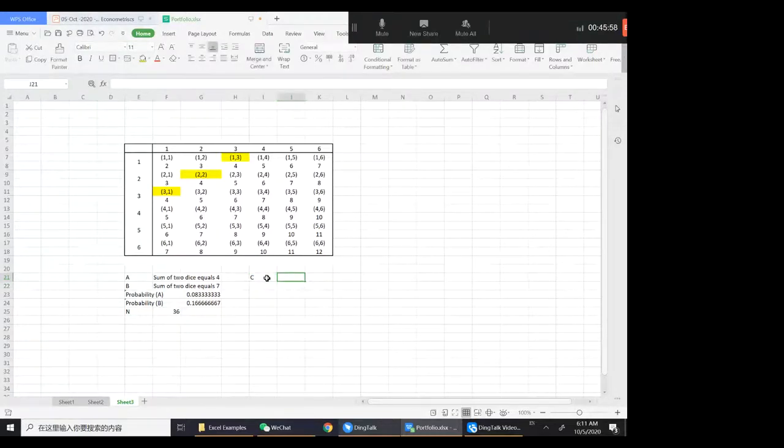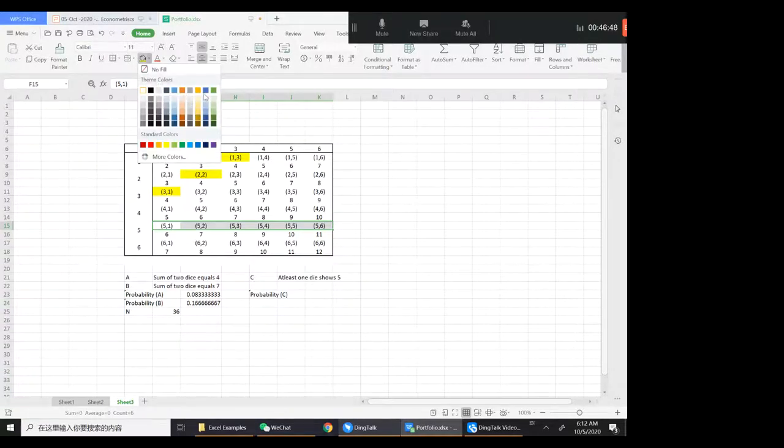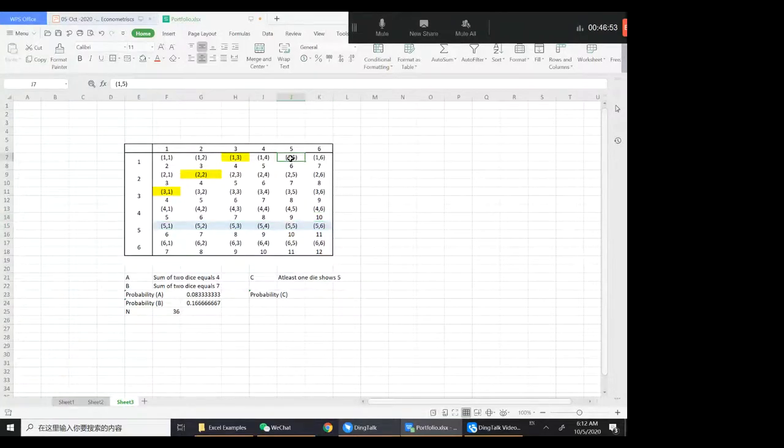Now let's see C, and C means at least one die shows five. If I roll two dice, there must be at least one die which shows me the five. So you can see from the table. Now the probability of C: we have to see how many outcomes there are which show five. So this is five, five, five. At least one die is showing five. I will give it a different color so that we know, and this is also five. So here also at least one die is showing five. So this one, this one, this one, this one, and this one.